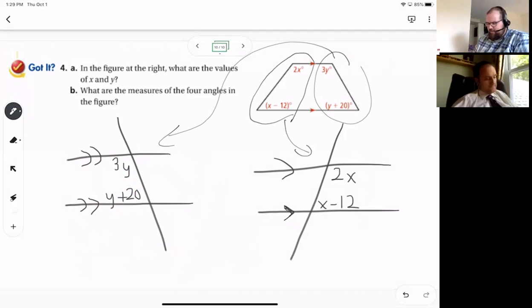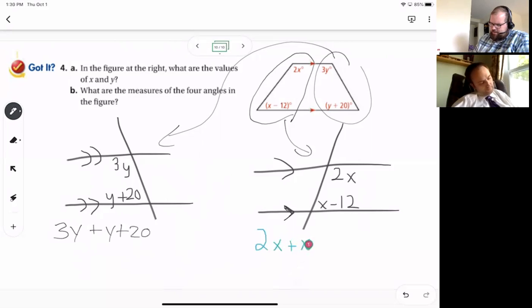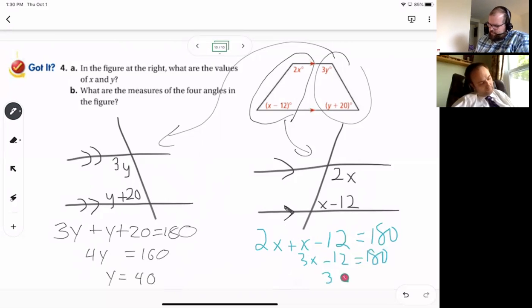And then we know some stuff, we've got parallel lines. In both cases, these look like same side interior angles. They do. And those are supplementary. So if I do the ones with y, if I want to make an equation, 3y plus 20 is equal to 180. That's going to give me 4y. I'm going to minus 20, which is going to be 160. y is 40.